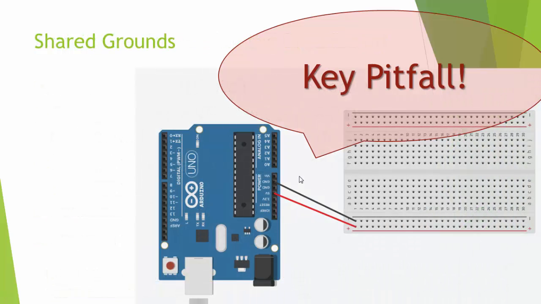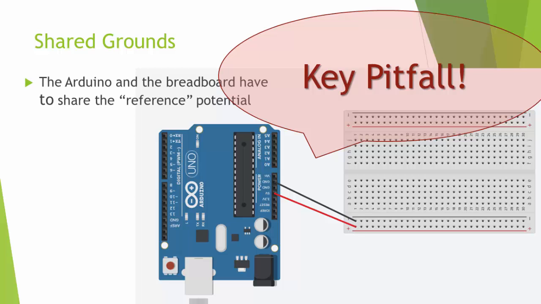Okay, and here's what it looks like. You can see the GND pin connected to the ground on the breadboard. Now in this case we've connected 5 volts to the breadboard. Sometimes you won't need this wire at all if you're simply controlling these things.